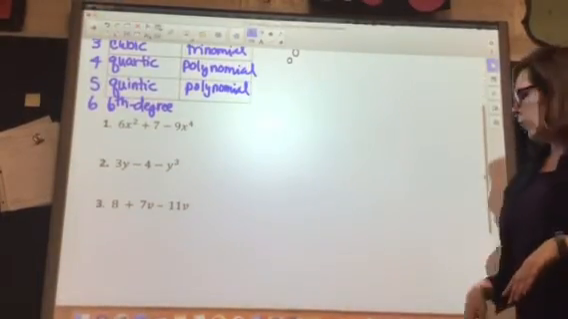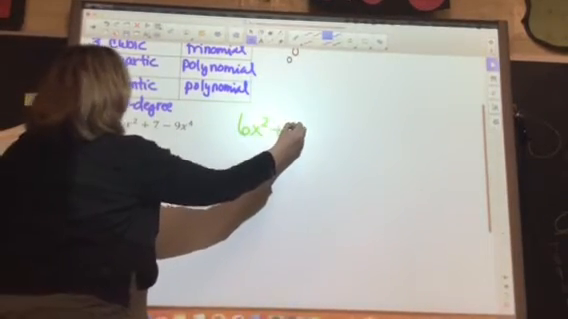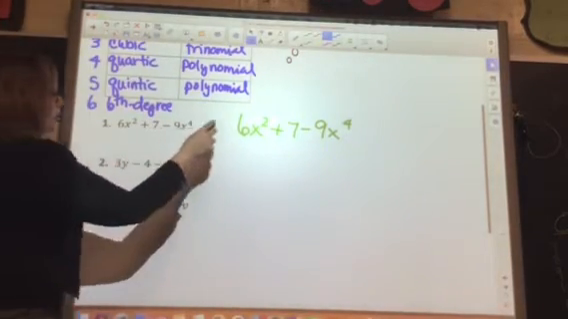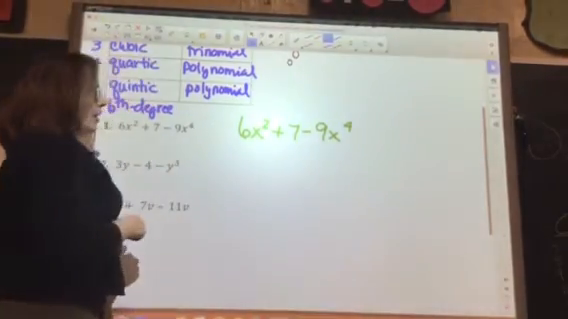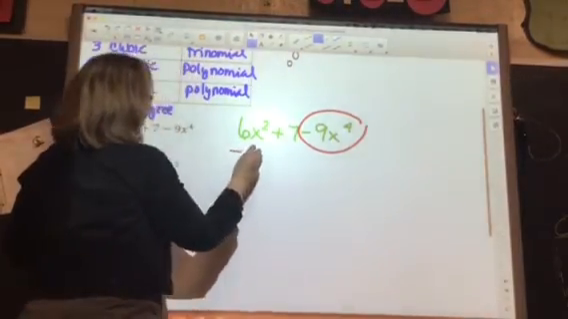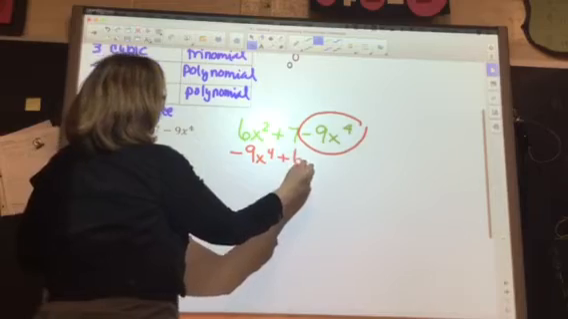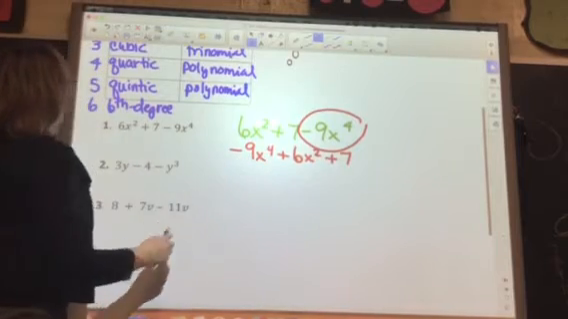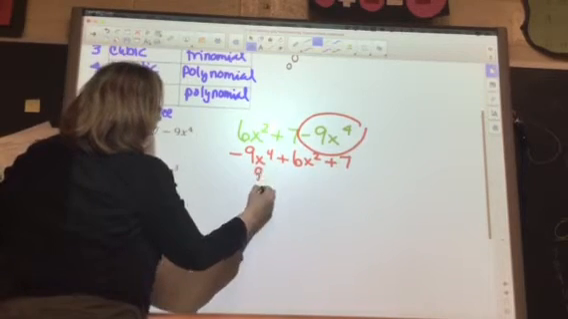So we are going to add polynomials. So let's look at this first one. 6x squared plus 7 minus 9x to the 4th. We're going to name it based off of the degree, and we're going to name it based off of the number of terms. But the first thing I have to do is put it in standard form. So this is degree 4. It has to come first, negative 9x to the 4th. This is degree 2 plus 6x squared plus 7. So this is a 4th degree. I'm going to go up to my list. Degree 4 is a quartic. So this is a quartic.